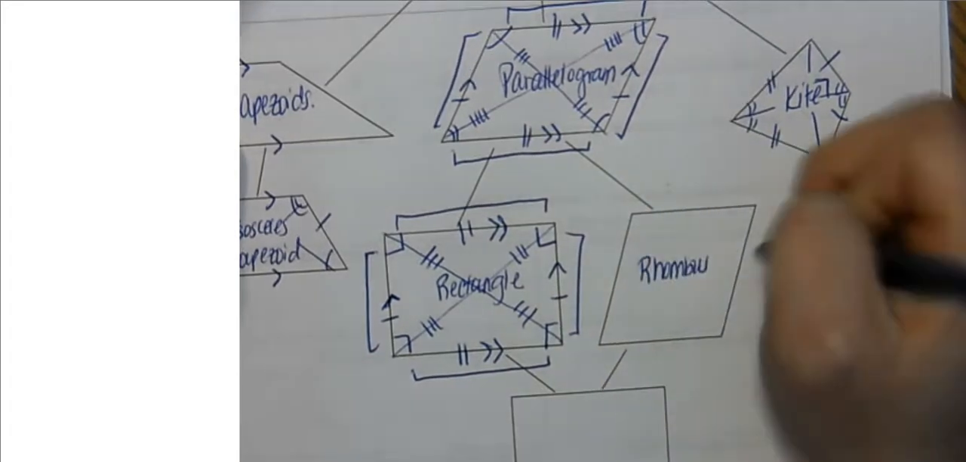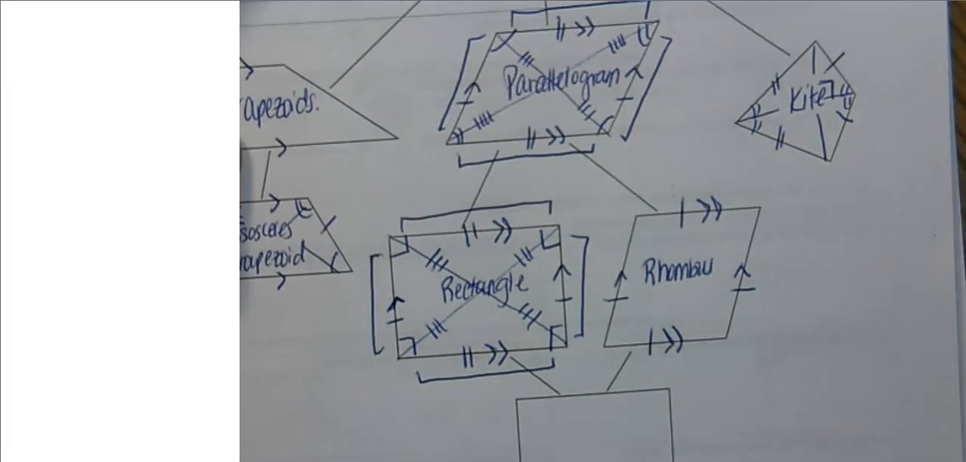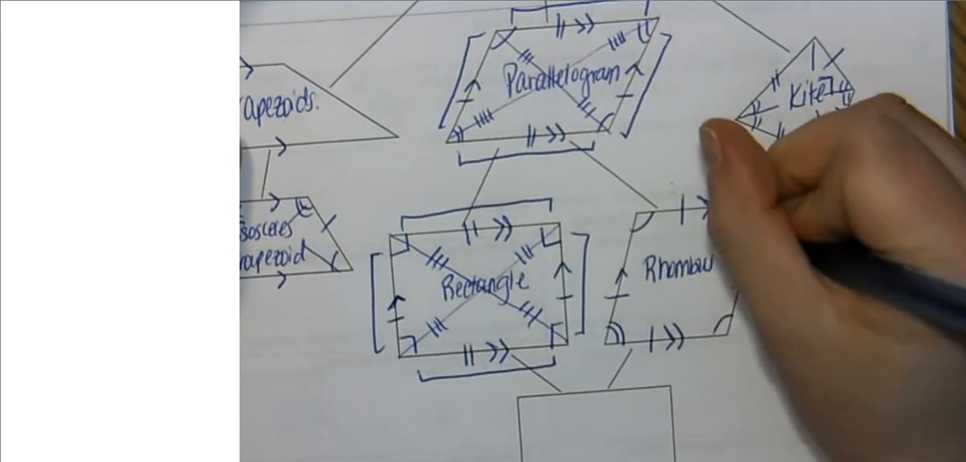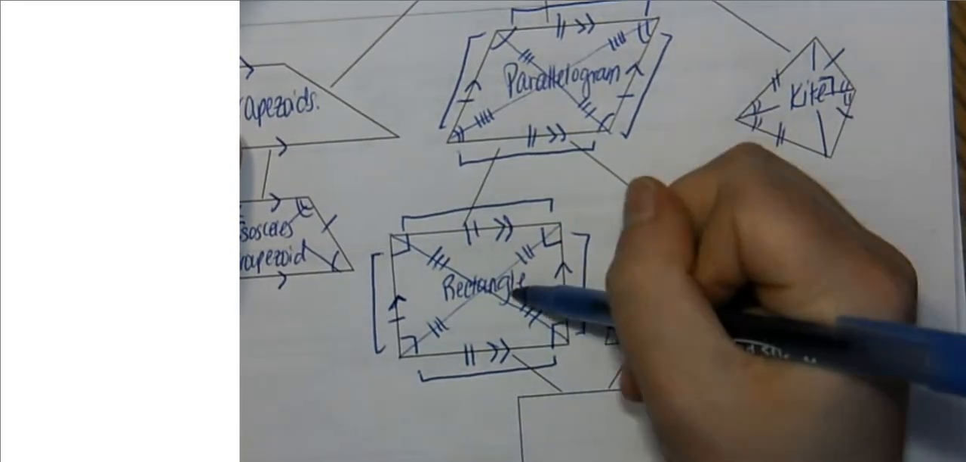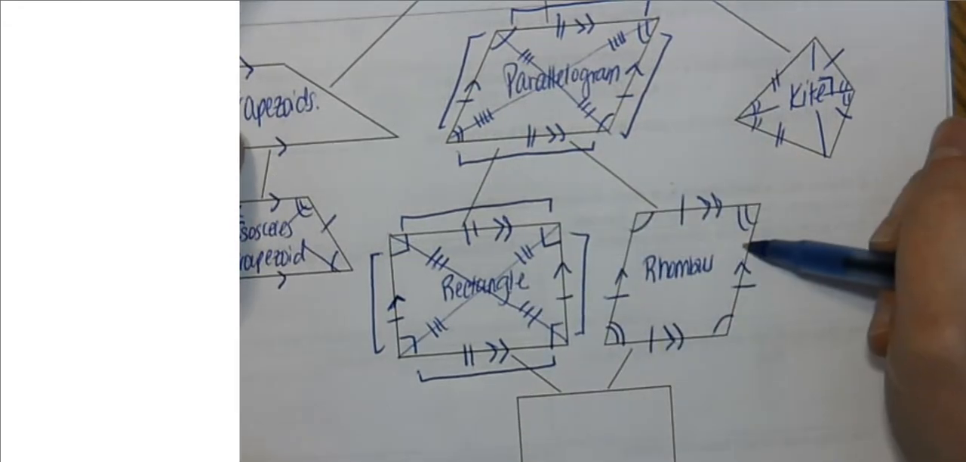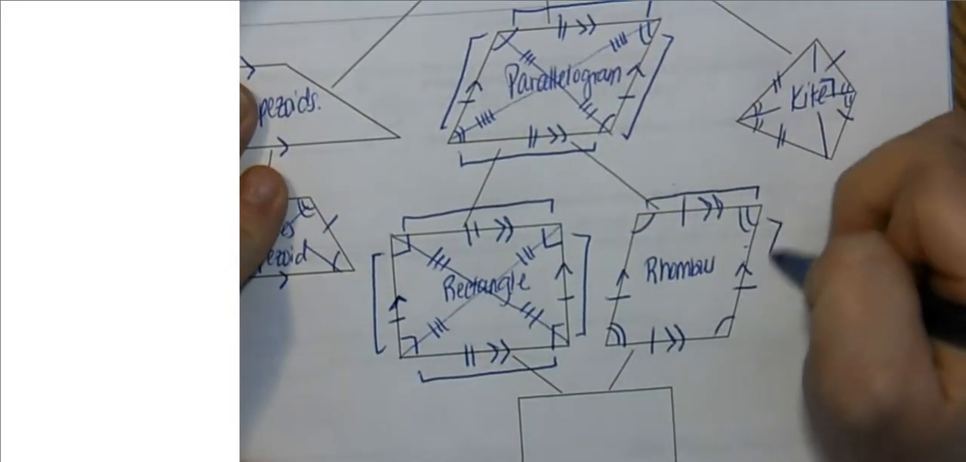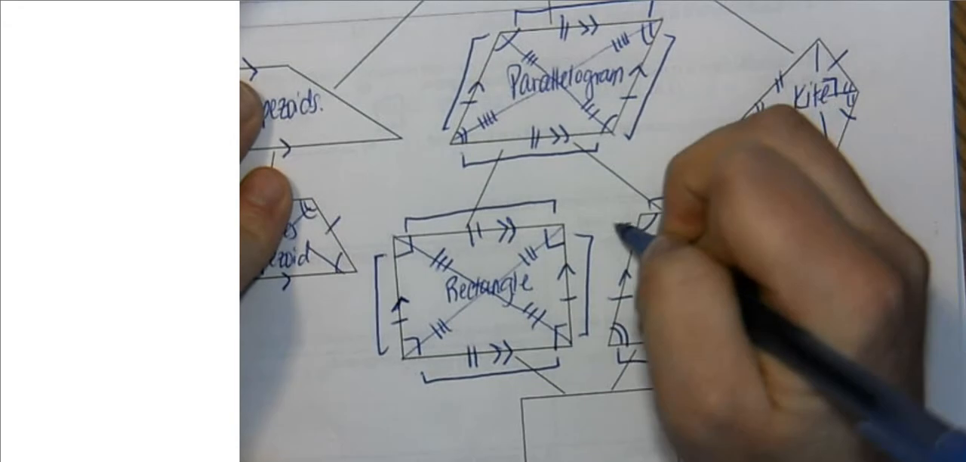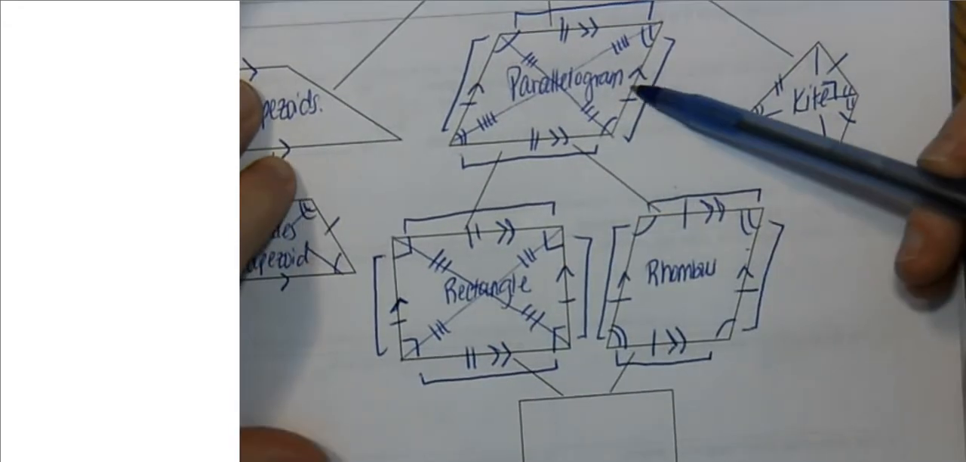Next, we have a rhombus. It is true that a rhombus is a parallelogram, so opposite sides are parallel. It is true that opposite sides are congruent, but more specifically, all sides are congruent. Parallelograms have opposite angles that are congruent, and that is true with a rhombus. Opposite angles are congruent, but they're not necessarily right angles like a rectangle. They're going to be other angle measures. It is still true that the consecutive interior angles are supplementary.